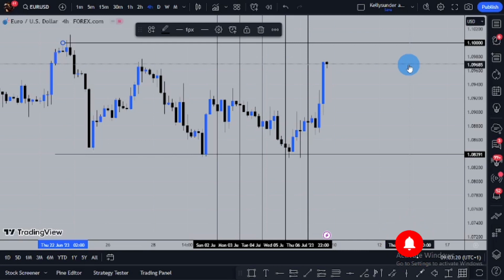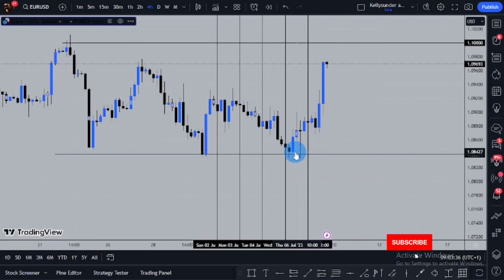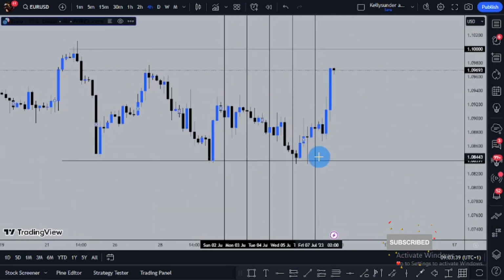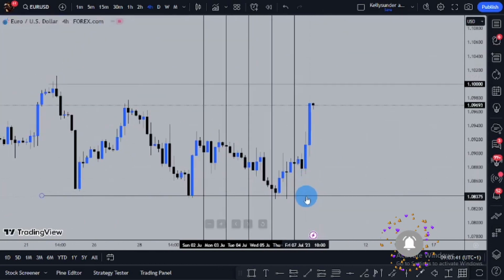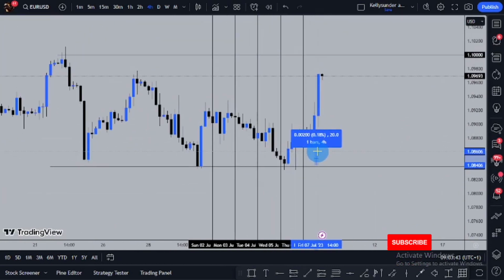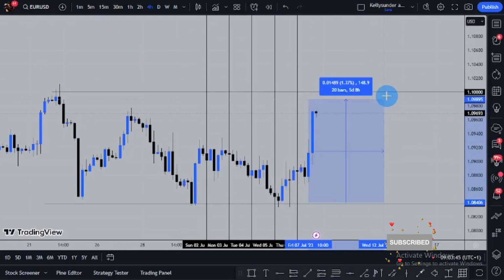So marking out all this, remember this was a bullish week overall. Let's check the weekly range, from this low to this high. It's around a 130 pip weekly range, not that much.